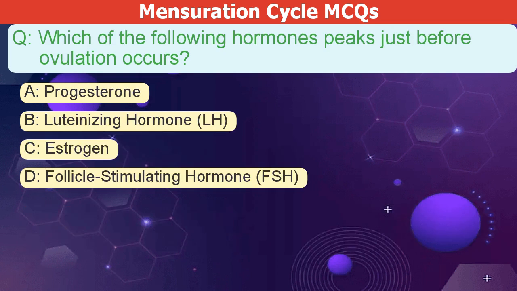Which of the following hormones peaks just before ovulation occurs? A. Progesterone. B. Luteinizing hormone, LH. C. Estrogen. D. Follicle stimulating hormone, FSH.